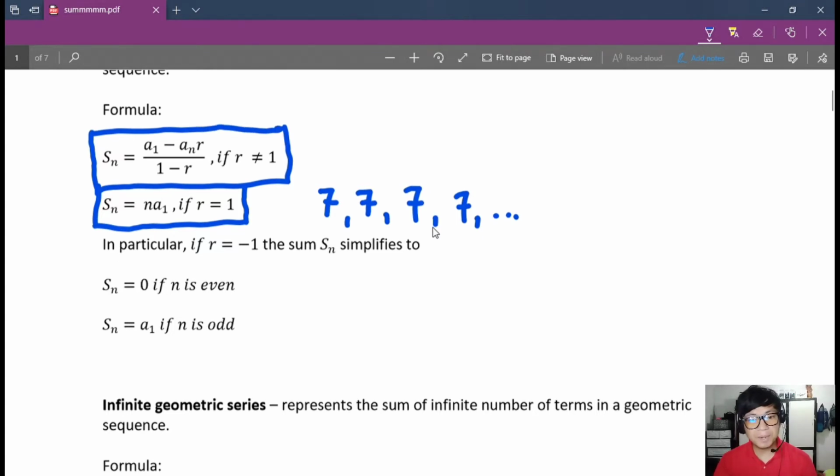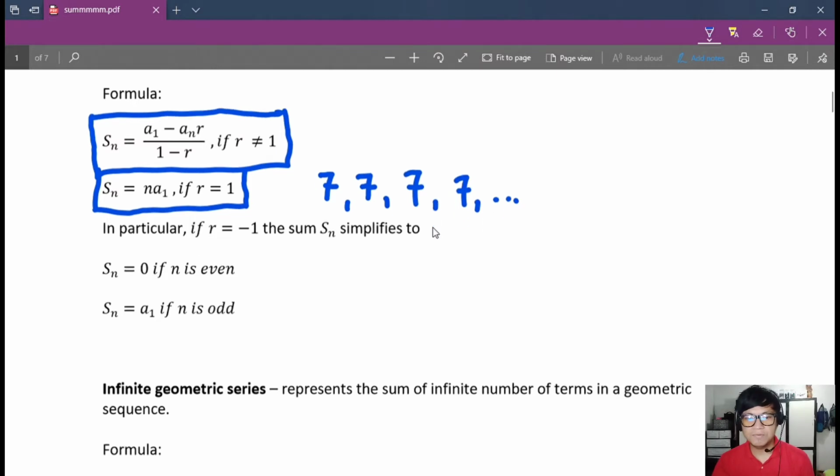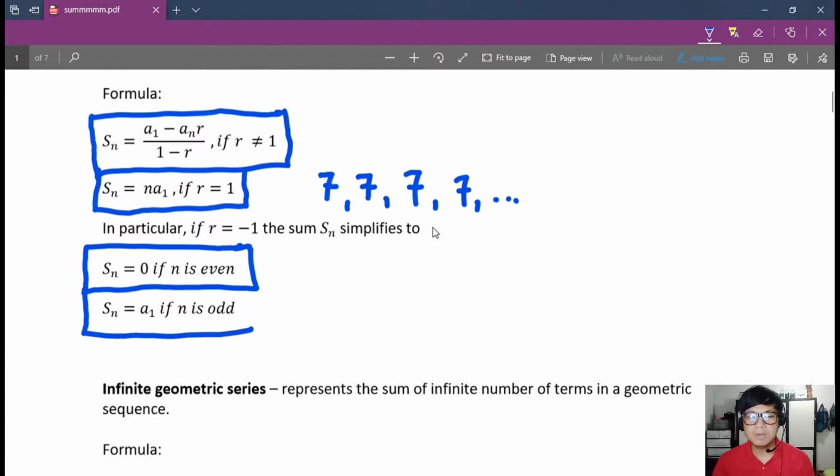Okay. Next, in particular, if R naman is equal to negative 1, the sum S sub n simplifies to, ito yung third, S sub n is equal to 0 if n is even. So, 0 yung sum if n is even. The last formula is S sub n is equal to A sub 1 if n is odd. So, later on, sa example natin, we will try to use these four formulas.